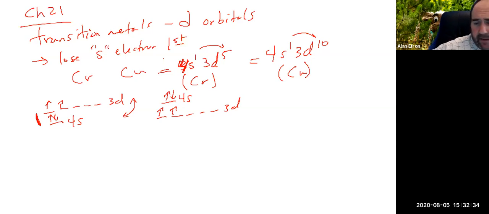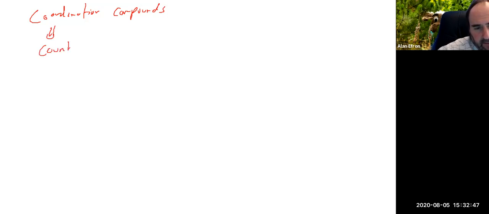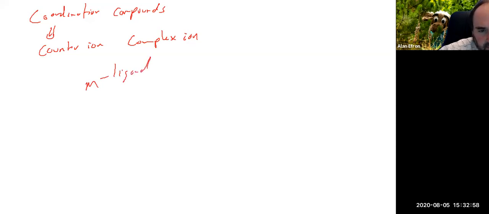We also then talked about, mainly in this chapter as well, coordination compounds. And coordination compounds are, again, basically made up of two things. There's a counter ion and a complex ion. Complex ion is obviously a metal in the middle, to which a bunch of ligands attach. Ligands, as we've talked about, and as you know, are Lewis bases.